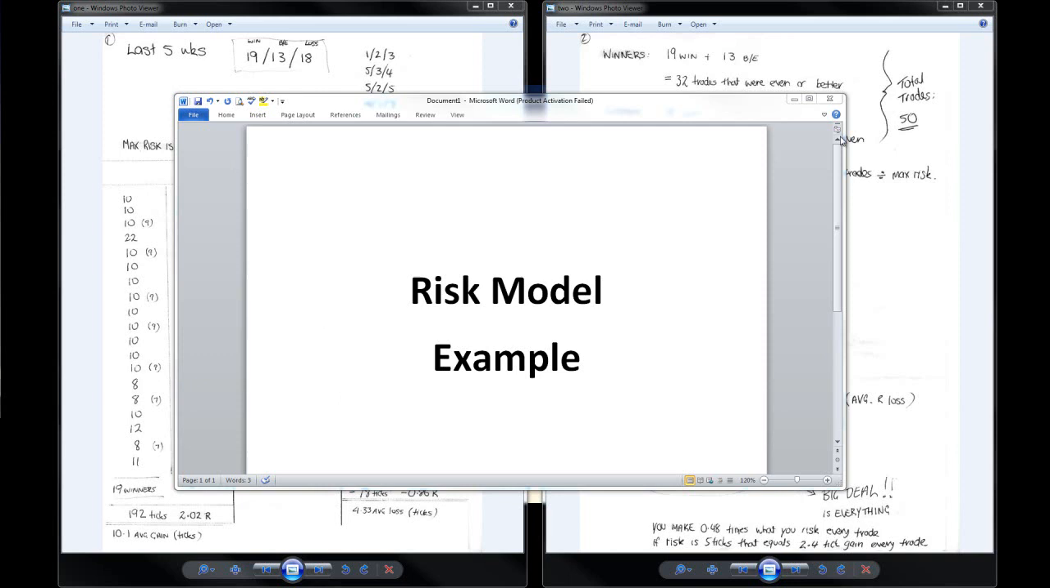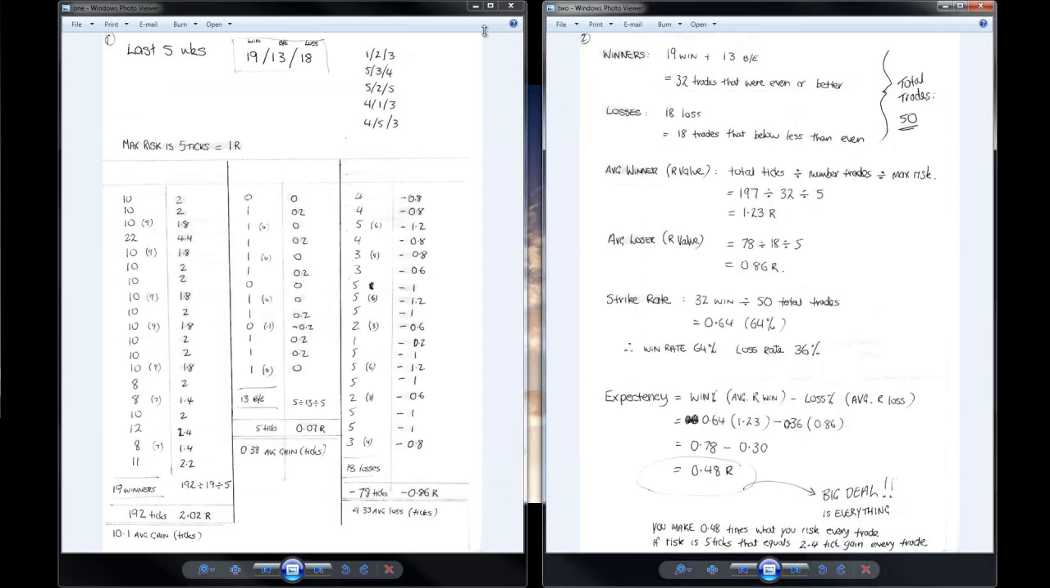Righto, so let's have a look at a real example. What I've done here is taken the last 5 weeks. This is a bit older now, so it's not literally the last 5 weeks, but I've taken 5 weeks out of my trades. It's not the best 5 weeks, not the worst 5 weeks, I haven't deliberately chosen them. When I drew up these figures, it just happened to be the last 5 weeks of what my trading plan, or my trading model, produced.